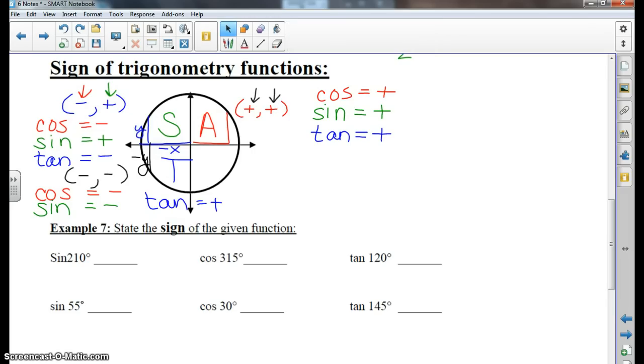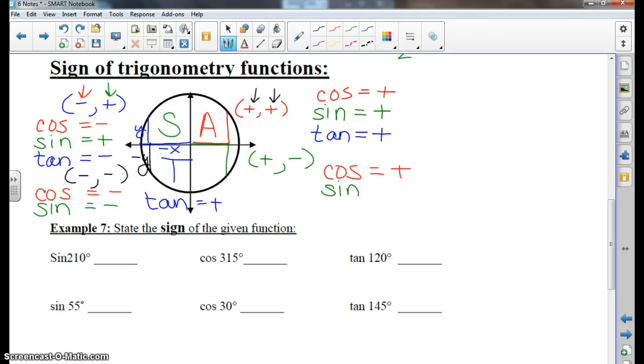In quadrant 4, we will be moving to the right and down so that the x-coordinate is positive, but the y-coordinate is negative. This means that the cosine in the fourth quadrant of any angle will be a positive number. The sine of any angle that lands in the fourth quadrant will be a negative number.